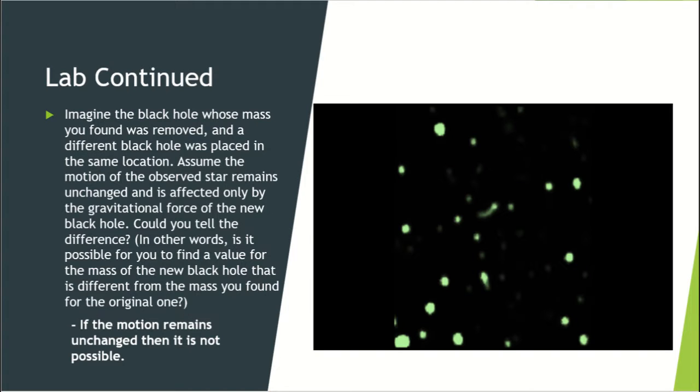If the motion remained the same, meaning velocity, momentum, and trajectory, I would not be able to find a different mass than I found originally because all the values I used to find the first mass would be the same. As such, I would return the same mass. However, there might be very, very small differences through each mass calculation, like in the lab, but overall the mass would be the same.